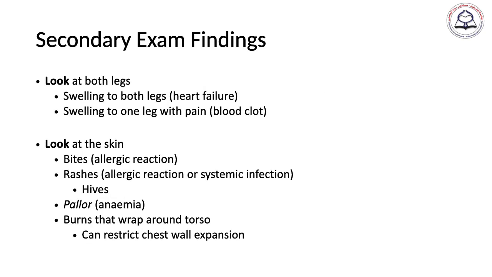Look at the legs. Swelling of one leg could be due to DVT, and swelling of both legs could be due to edema, heart failure, or renal failure. Look at the skin. A bite can signify allergic reaction. Presence of rash can be part of an allergic reaction. You can see hives. Pallor can signify anemia. A burn that wraps around the torso can restrict chest wall expansion.